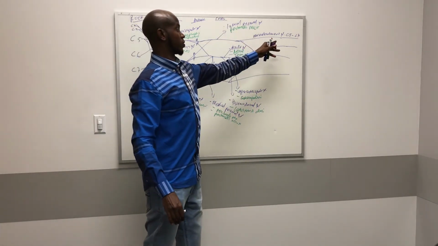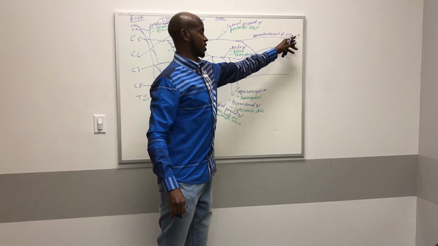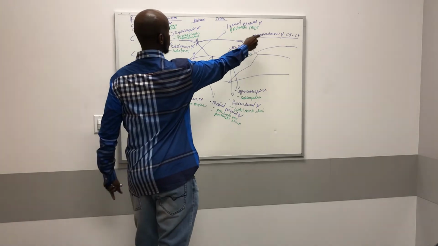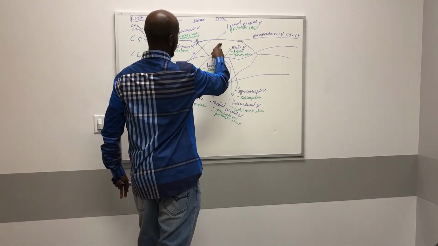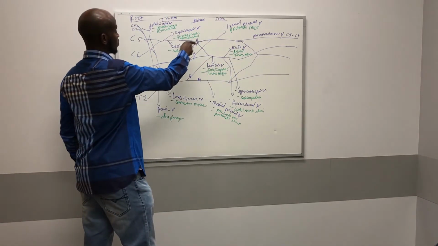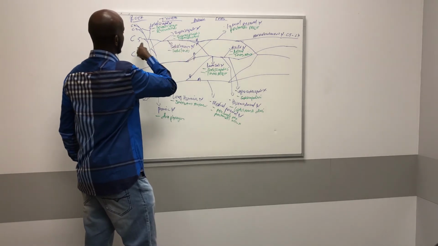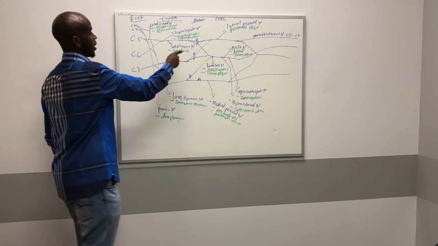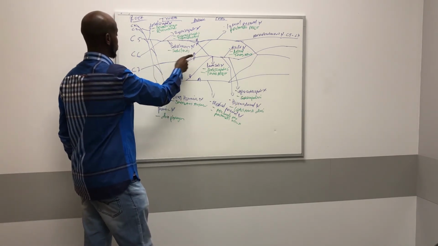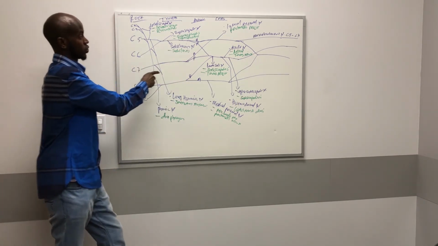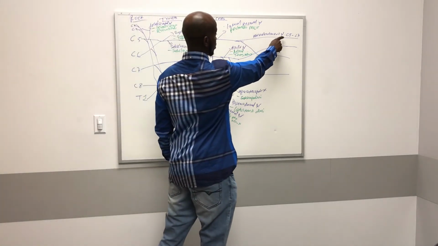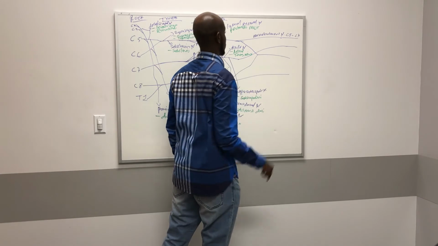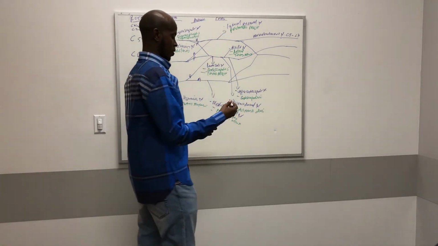So musculocutaneous nerve contains C5, C7. Why does it contain C5, C7? Because it is a terminal branch of the lateral cord, and lateral cord is formed by the anterior division of the superior trunk, which contains C5, C6, and anterior division of the middle trunk, which contains C7. So that's why musculocutaneous nerve contains C5 to C7, so C5, C6, C7.